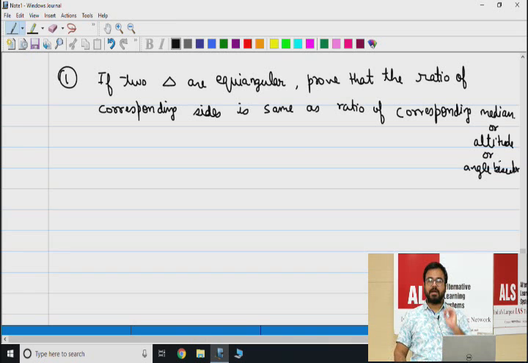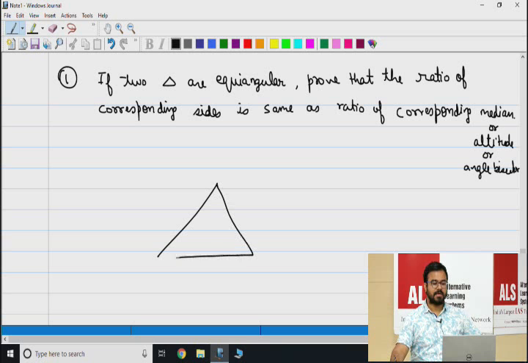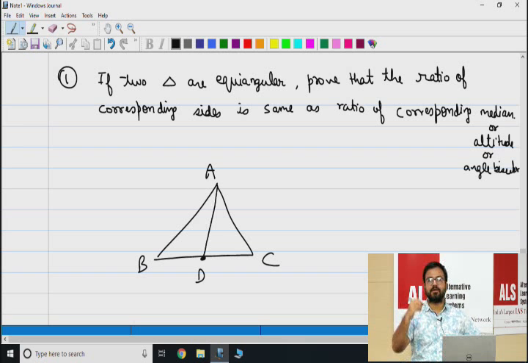So, first of all, what is a median? A median is a line segment which joins the midpoint of a side to the opposite vertex. Like if we have this triangle ABC, and D is the midpoint of BC, then the line joining the vertex A to D, this AD, is known as the median. The line joining the midpoint of the side to the opposite vertex is known as the median. So this AD is the median.